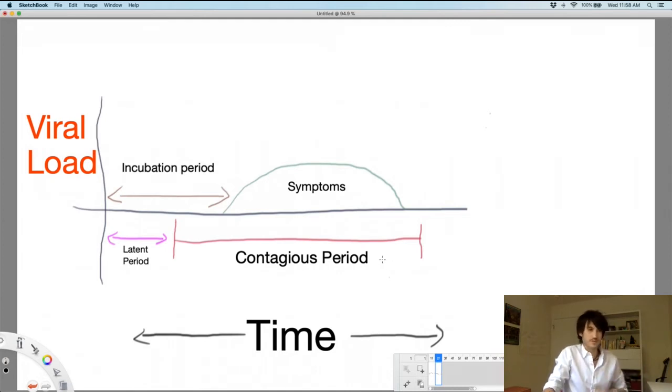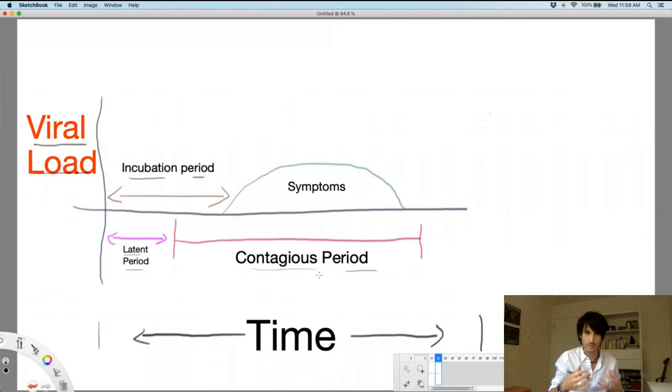So let me just first describe this graph. On the x-axis here, from left to right, we have time. So we're going to be talking about what happens over the course of time. And again, this is going to get a little wishy-washy because everybody seems to be a little bit different. Here on the y-axis, we're going to have viral load. So how much virus are you actually producing? I'm going to draw a line here to show how much you're producing and when. Here we have incubation period, and we have another term, latent period, and we have this contagious period.